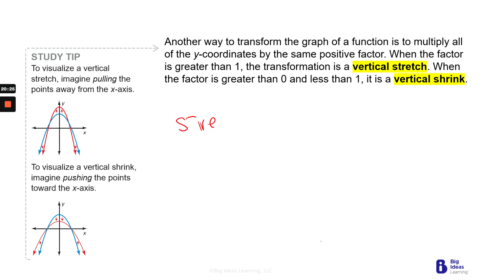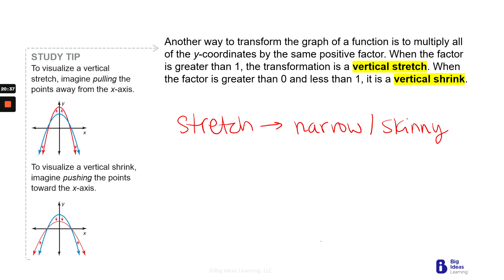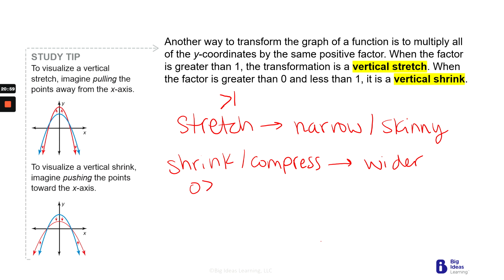A stretch is what makes our graph more narrow or skinny. And a shrink, which is also sometimes called a compress, makes it wider. So this is if the value is bigger than 1, and this is if it's in between 0 and 1.